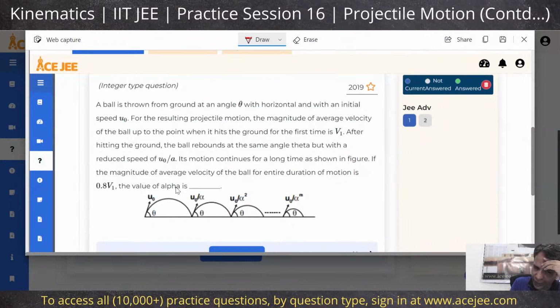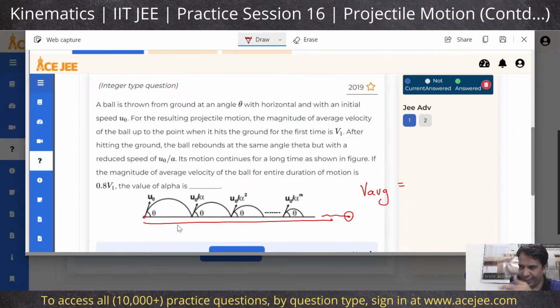To find the average velocity for the entire duration, we take the net displacement divided by the time. Slowly the ball will come to rest, so the final position is going to be on the ground, and the initial position is here. So we are interested in the net distance covered in the horizontal direction. Let's call it R net. R net divided by the time.